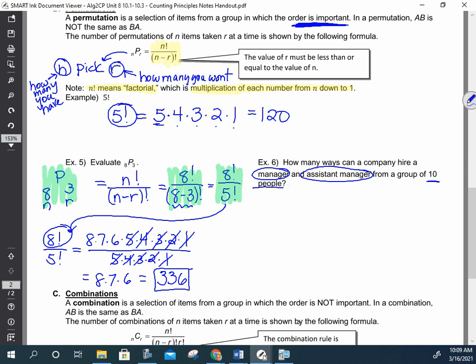So when I set up my problem, remember, N is how many people do I have? I have 10 people, but how many spots do I have? 2. I only have 2 spots. So that's 10, how many I have, and 2, how many I want. 10 pick 2. Any questions at home? Any questions in here?